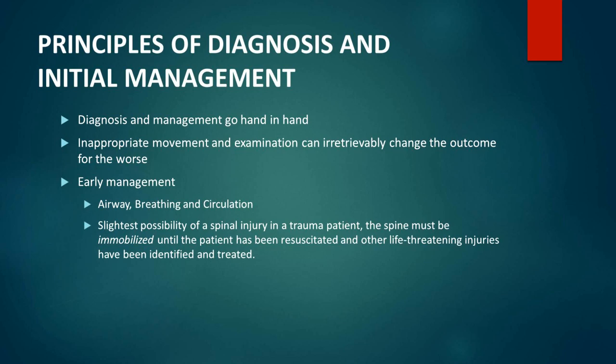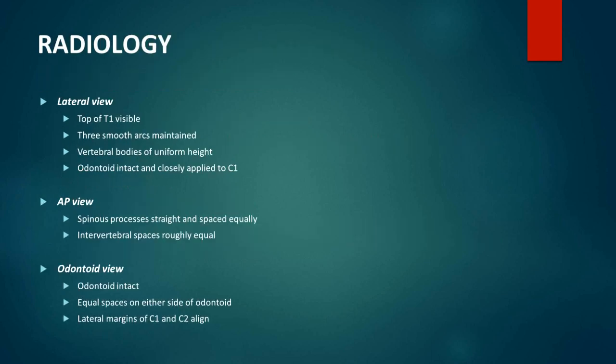So early management, control of airway breathing and circulation is necessary. We talk more about that in the trauma resuscitation lecture, but making sure that you immobilize the spine and you don't do anything that will do any further damage until you have identified and treated any other life-threatening injuries and have had time to address that potential spinal cord injury and cervical spine injury appropriately.